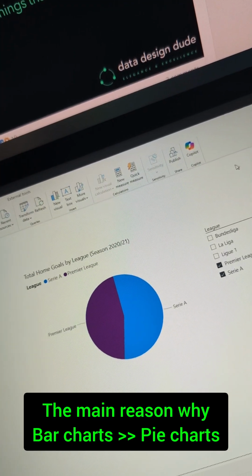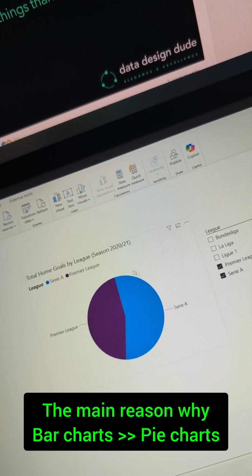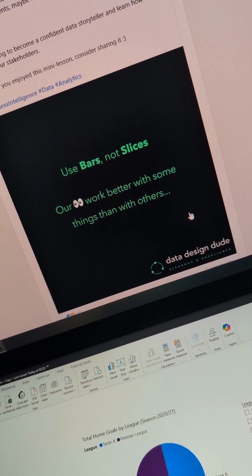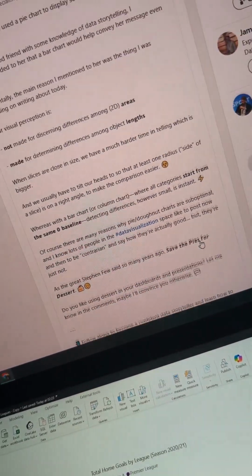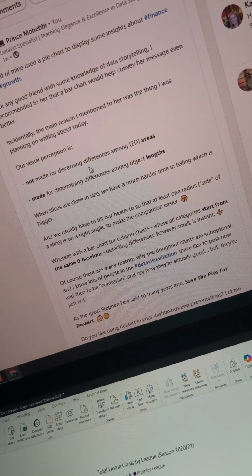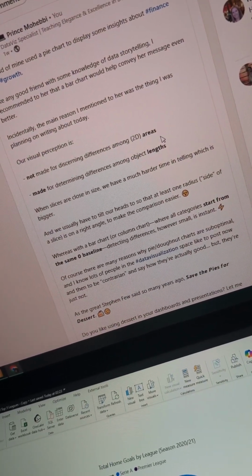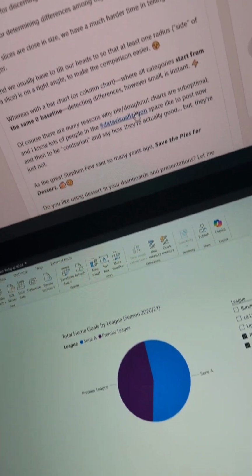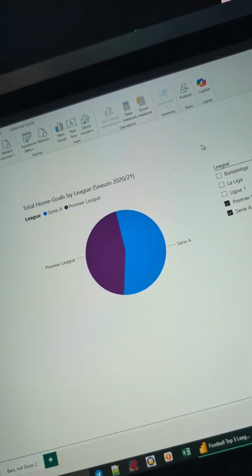I recently wrote about how we shouldn't be using pie charts like this and that we should be using bar charts instead. The main reason, it's not the only reason, but the main reason, is that our eyes just aren't made for telling the difference between 2D areas, but they're really good at telling the difference between the lengths of objects, even if it's really small.